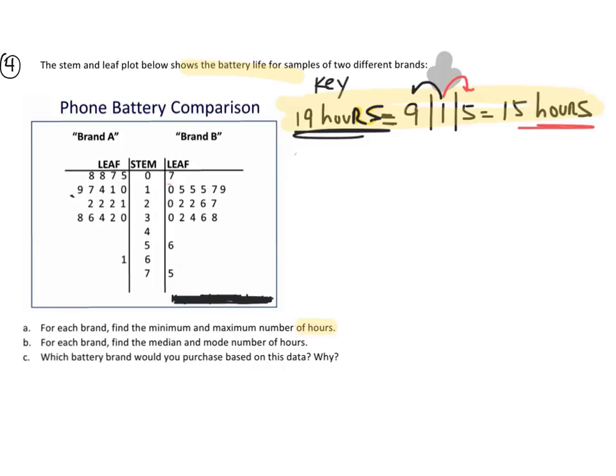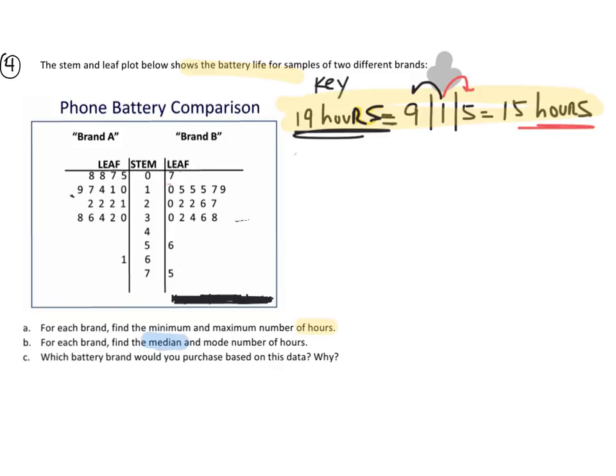Letter B, for each brand, find the median and the mode for the number of hours. Well, let's go to brand A and let's deal with the mode first. Here it looks like the most leaves I see together with the same stem are 2. So the stem is 2, the leaves are 2, so it looks like the mode of 22 for brand A. While for brand B, it also looks like there's 3 of the same, but in this case it's the number 5 with a stem of 1, so in this case the mode would be 15 hours.